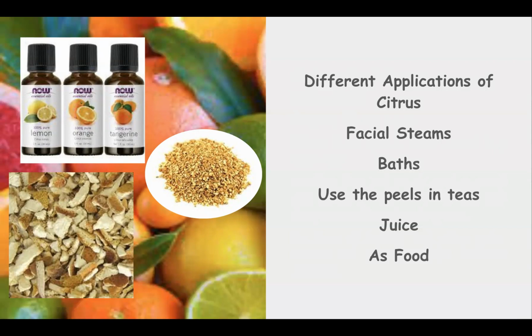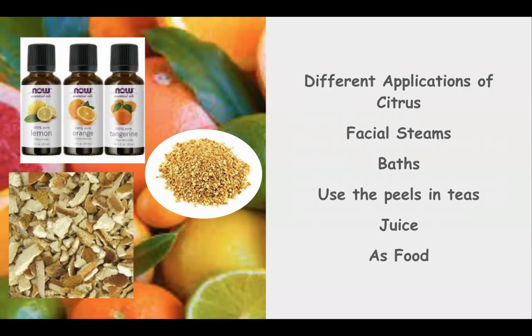You can use the peel. Usually the fresh peel is the best for things like facial steams. You can use the dried peel for teas, but also you can just use the essential oil, just a couple drops in a facial steam. You can also add them to your baths. You want to cut them, obviously. They can be very tingly, so be careful. But that's mainly how we use these.